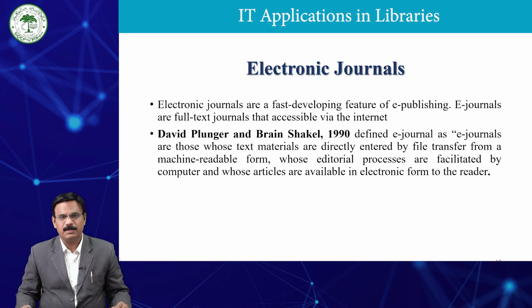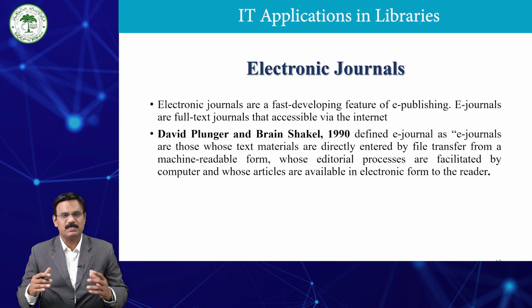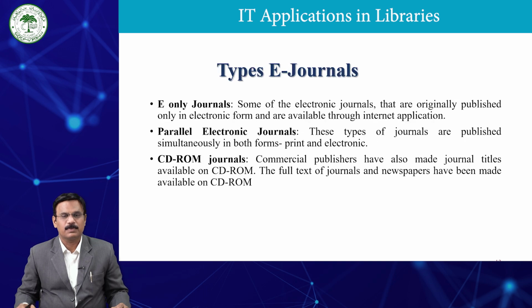David Plenger and Brian Shackle in 1990 defined e-journals as those whose text materials are directly entered by file transfer from a machine-readable form, whose editorial processes are facilitated by computer, and whose articles are available in electronic form to the readers. This is the definition given. There are different types of e-journals.